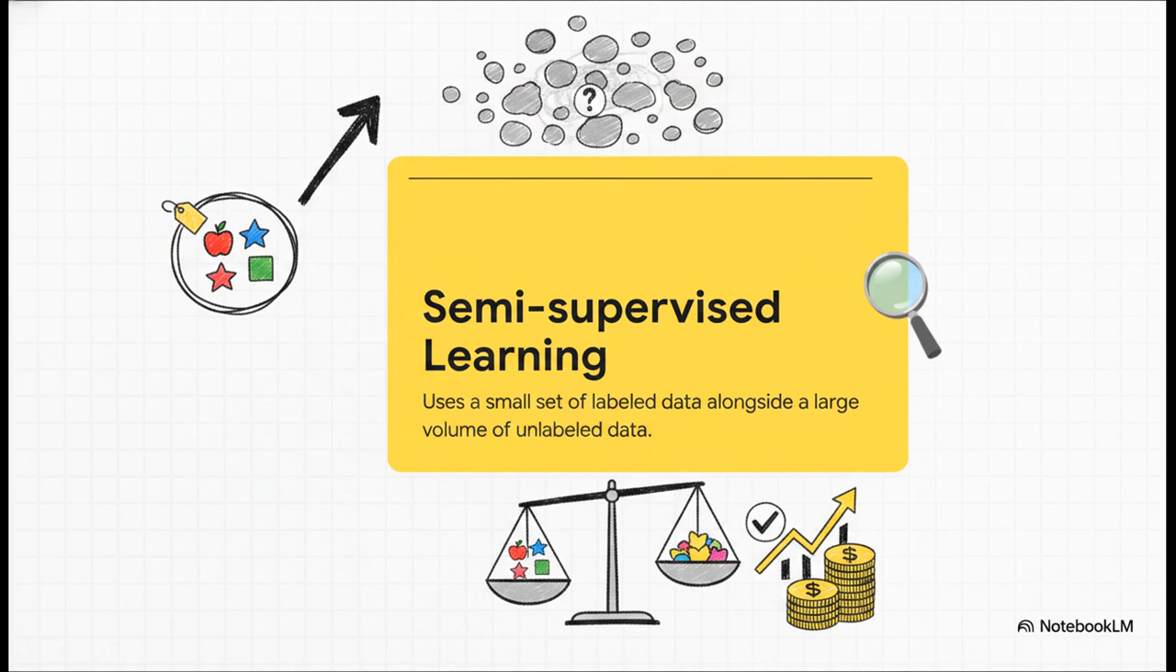Then there's semi-supervised learning. Just like it sounds, this method uses a small set of labeled data alongside a massive volume of unlabeled data. The crucial takeaway here is that this method perfectly balances cost and efficiency. Acquiring perfectly labeled data requires a ton of human effort and money. For companies that simply cannot afford massive, fully labeled training sets, they just use a little bit of labeled data to point the algorithm in the right direction and then let it loose on the cheap, unlabeled data to figure out the rest. It's a brilliant compromise.